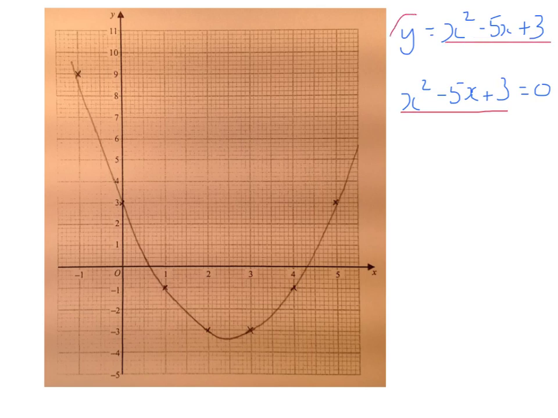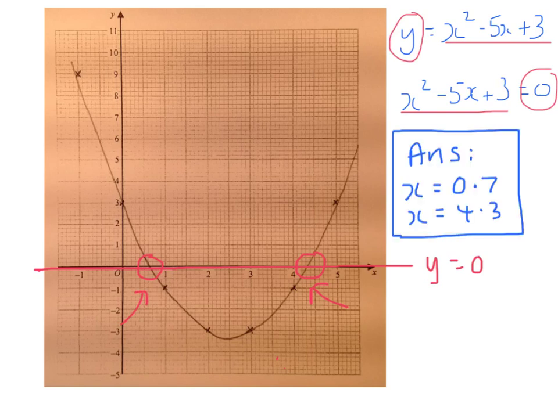So this bit is equal to this bit. In other words, what we're looking for is when does the y coordinate equal 0. So if we draw the line y equals 0 on the graph, we're looking for where our curve crosses the line y equals 0, and we're looking here, and we're looking here. So the y coordinates on that line are 0 when x is 0.7 or x is 4.3. There's a bit of leeway because this is an approximate solution. So long as you've read it accurately from your graph, these are roughly the right answers.